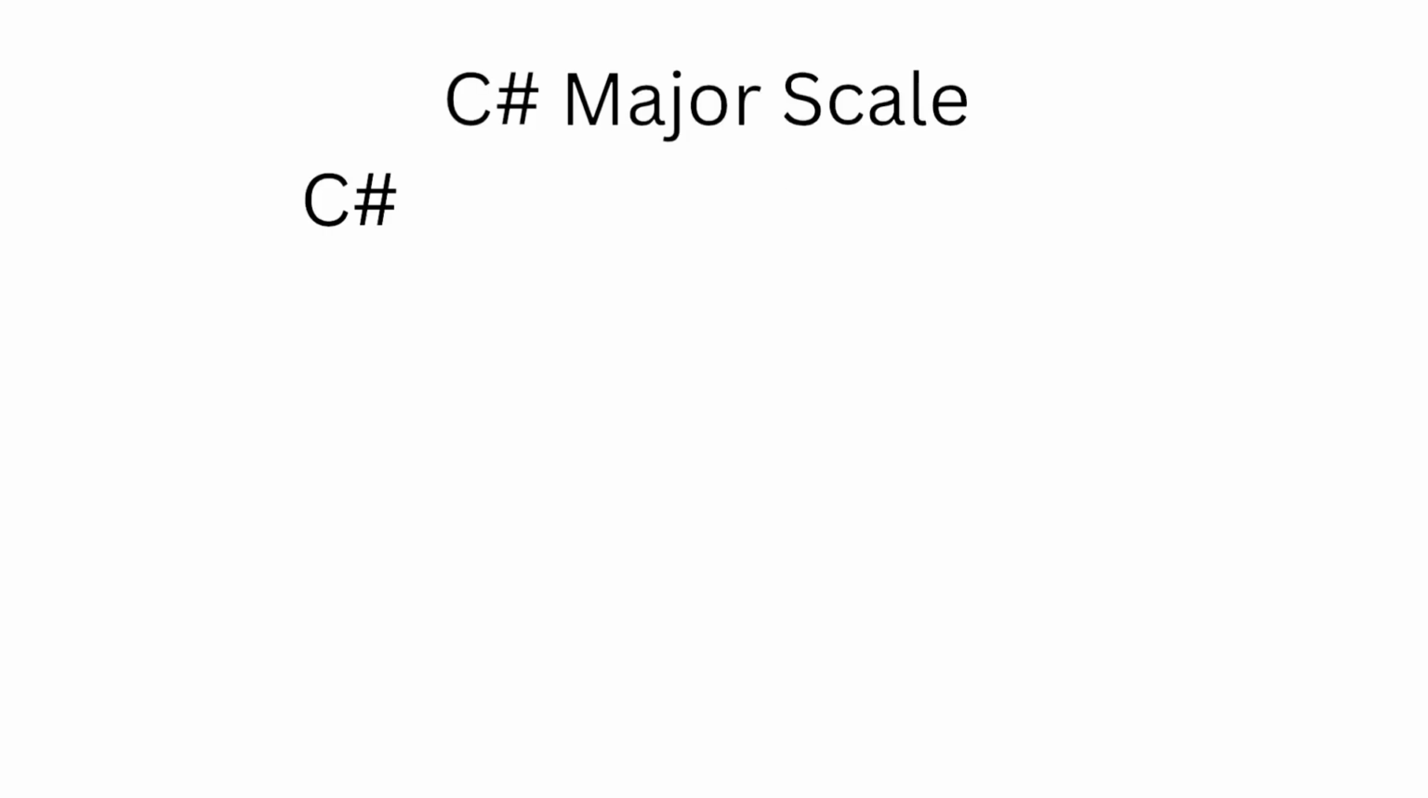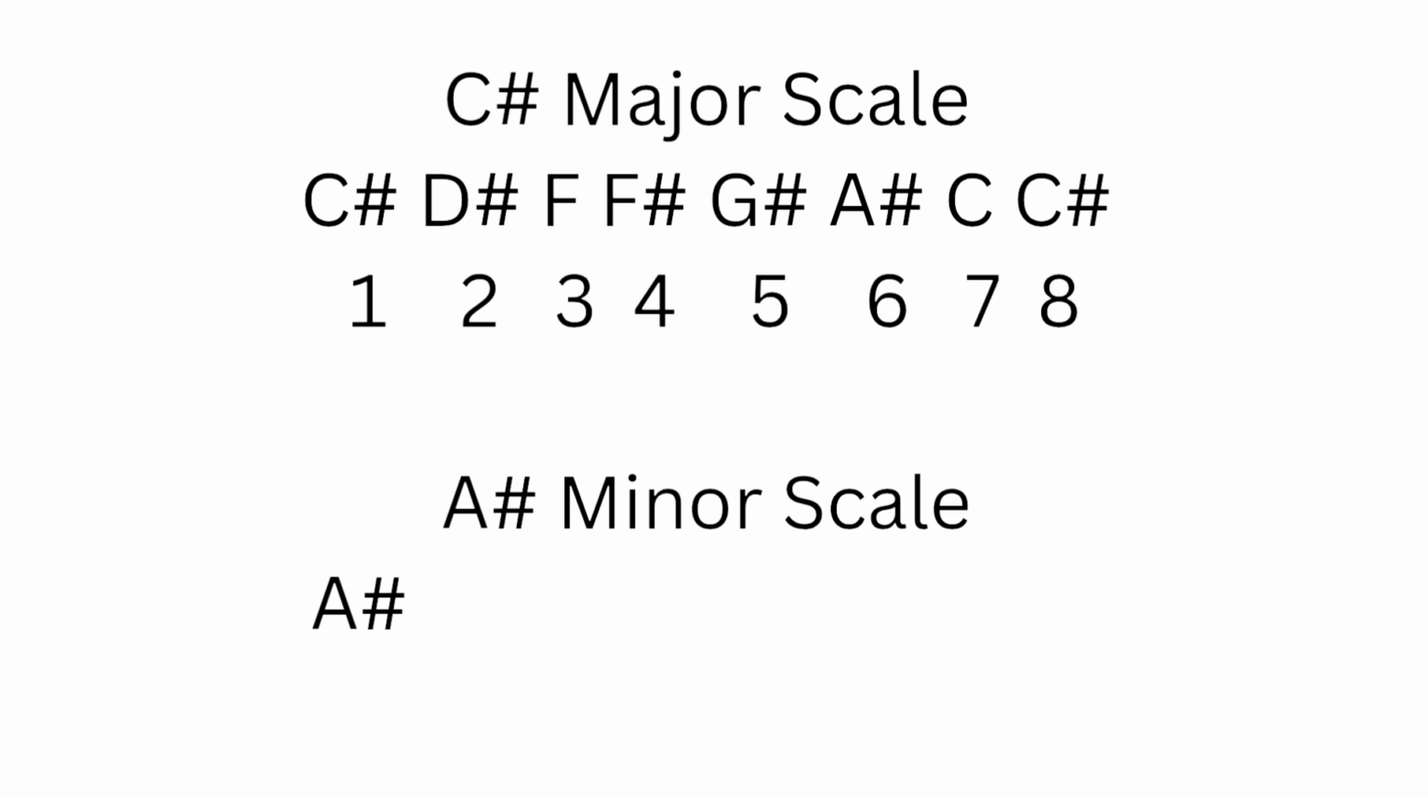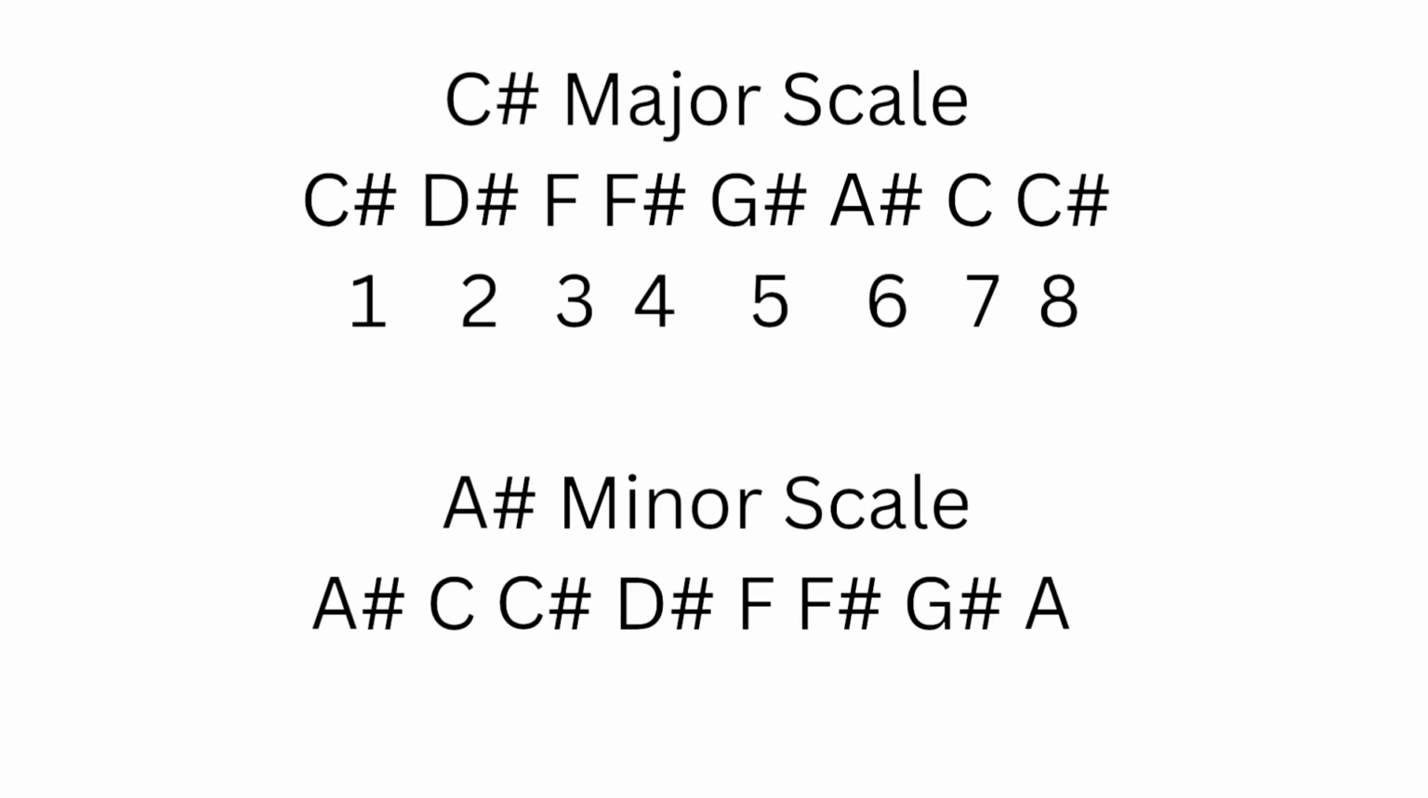C sharp major scale. The notes of C sharp major scale are C sharp, D sharp, F, F sharp, G sharp, A sharp, C, and C sharp. We will go 3 semitones down, that is C sharp to C and C to A sharp. The A sharp will be the minor scale.